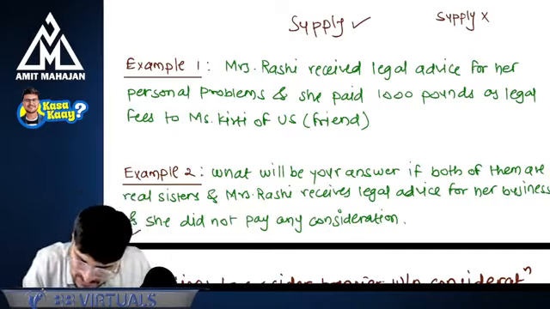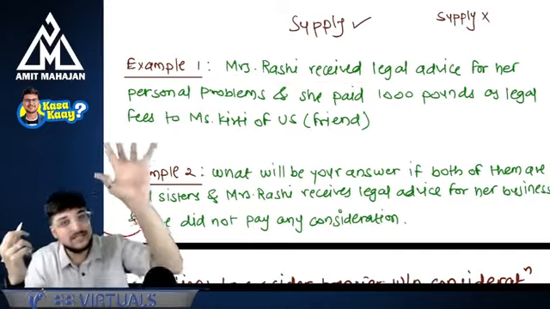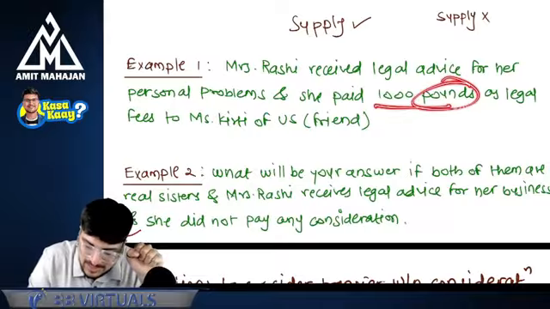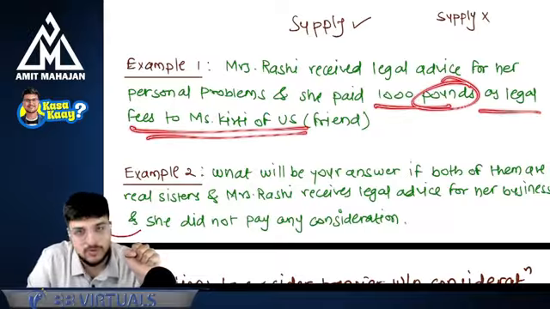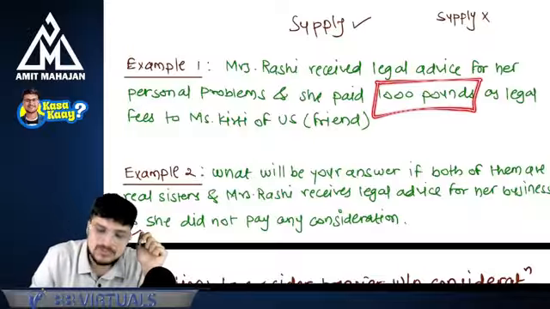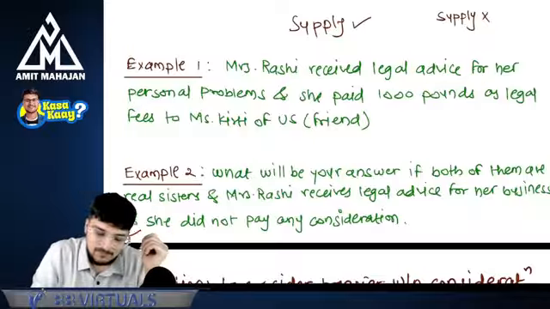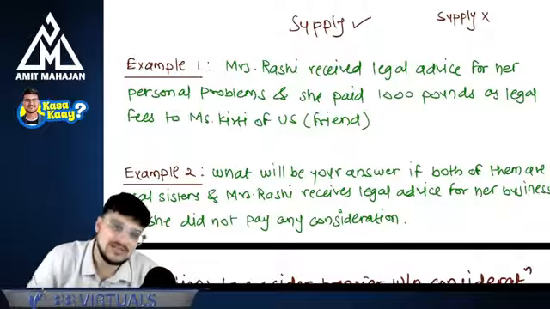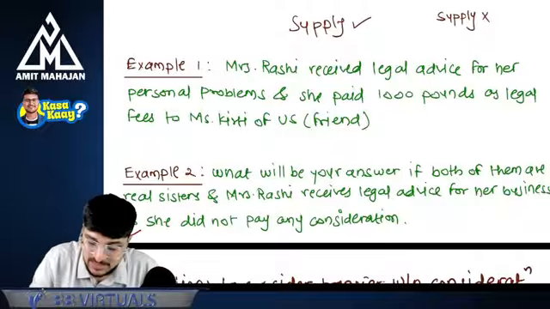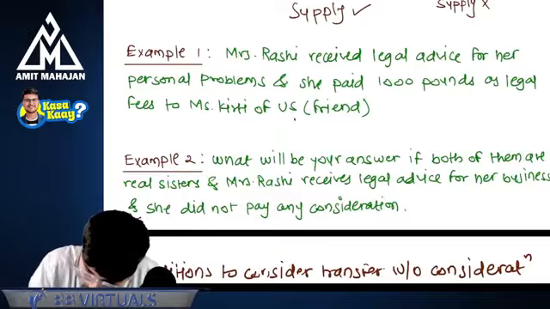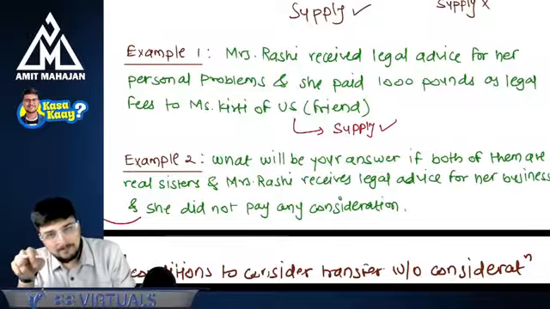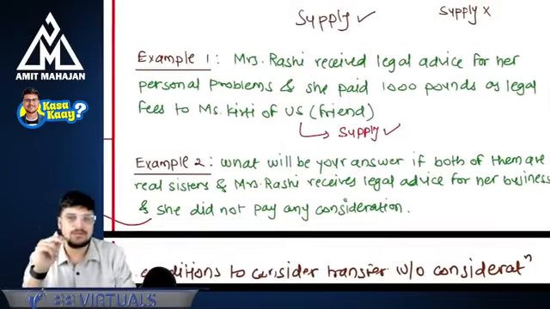Look here. Mrs. Rashi received legal advice, which means importation of service for her personal problems, and she paid £10,000 as legal fees to Miss Kirti of the US. Can I say pounds are involved, which means consideration is involved. It will always and always be considered as supply. It does not matter why Mrs. Rashi is importing that particular service. It will always be considered as supply. Now, please try answering the second example.